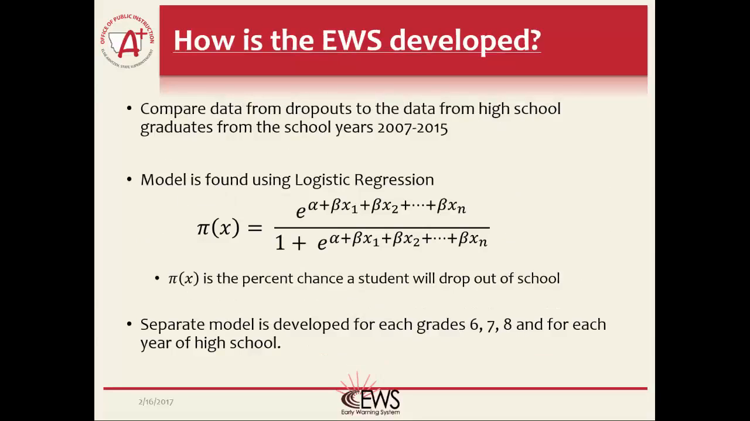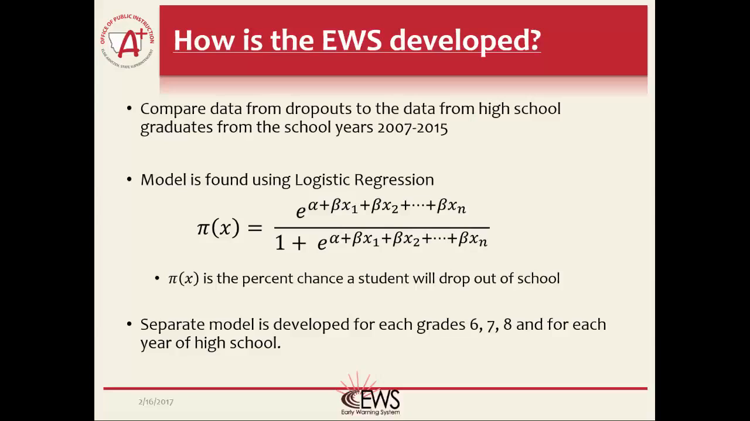Once the data set is compiled, the idea is to basically compare dropouts to graduates in the data set. What characteristics make up a graduate and what constitutes a dropout? The analysis itself is a bit more complicated, but that is essentially what the analysis is doing. The Montana Early Warning System uses a model that utilizes logistic regression. The equation presented may look a bit scary, but really is not.